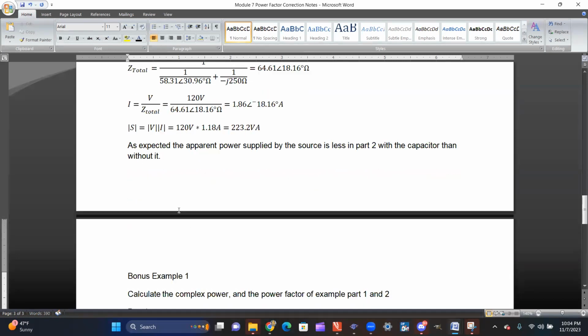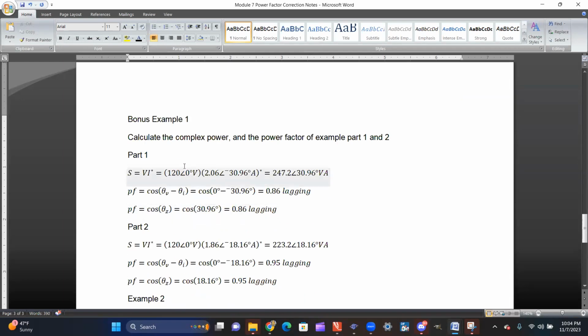All right, so this is an extension of example one. I want you to calculate the complex power and the power factor of example part one and part two. So part one, we're going to use our complex power equation, S equals V times I conjugate. Therefore we get 247.2 at an angle of 30.96 volt-amps.